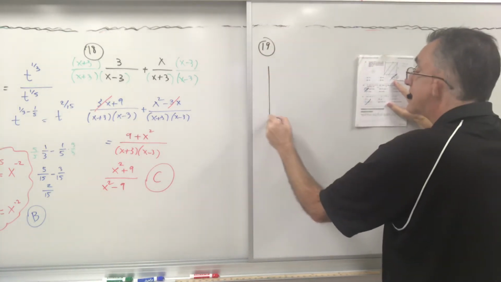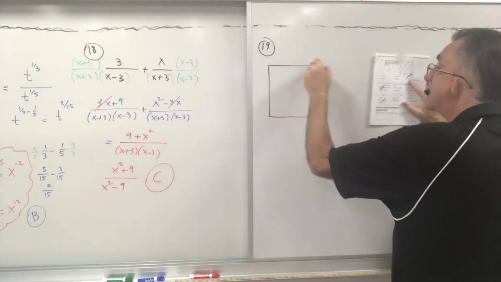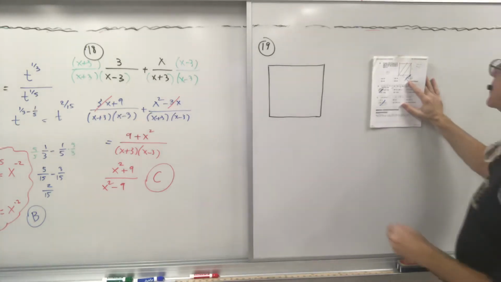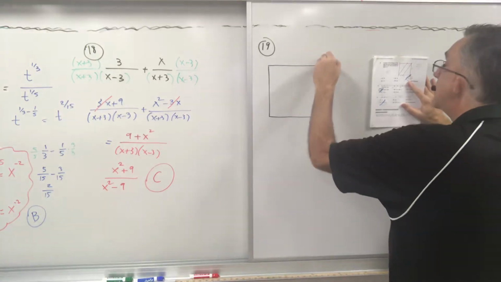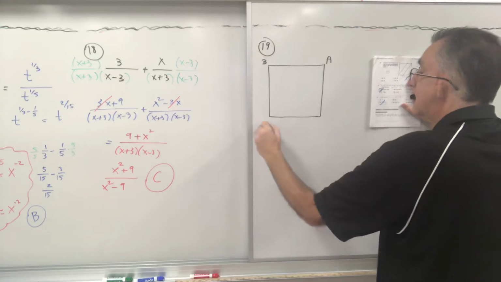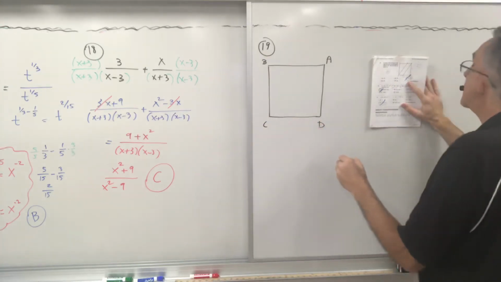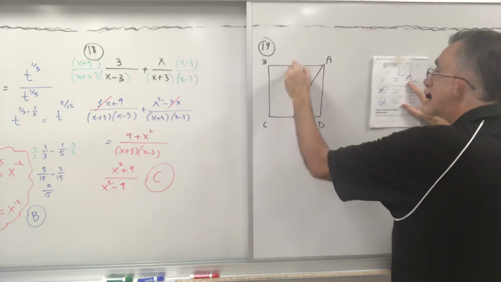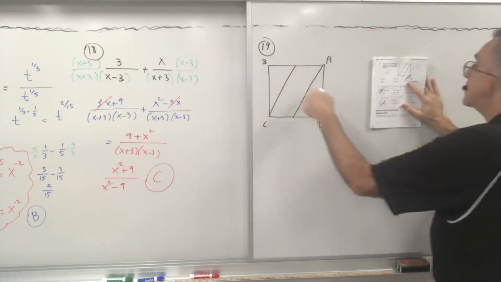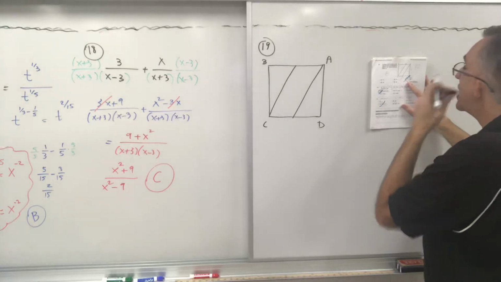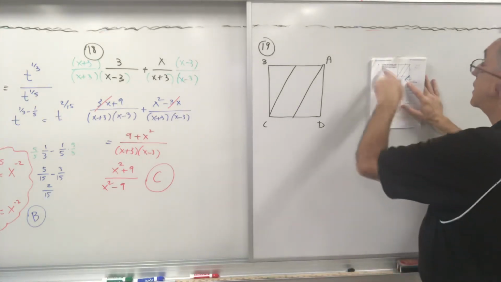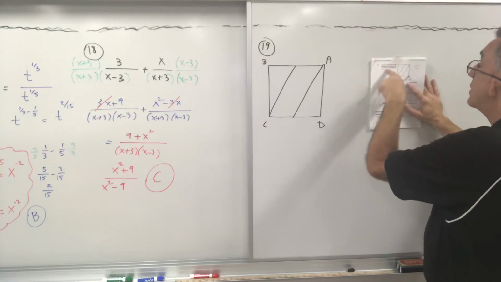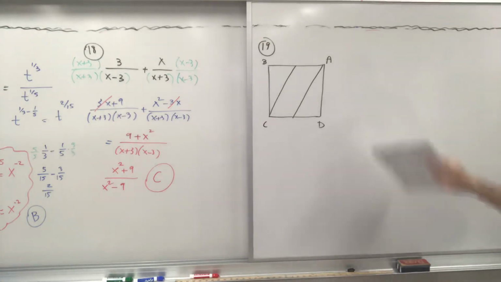This is a geometry question. It's kind of convoluted, kind of cool. You've got a square, A, B, C, D, and then you've got a parallel line here and a parallel line here. The area of the parallelogram shown to the right is 24.